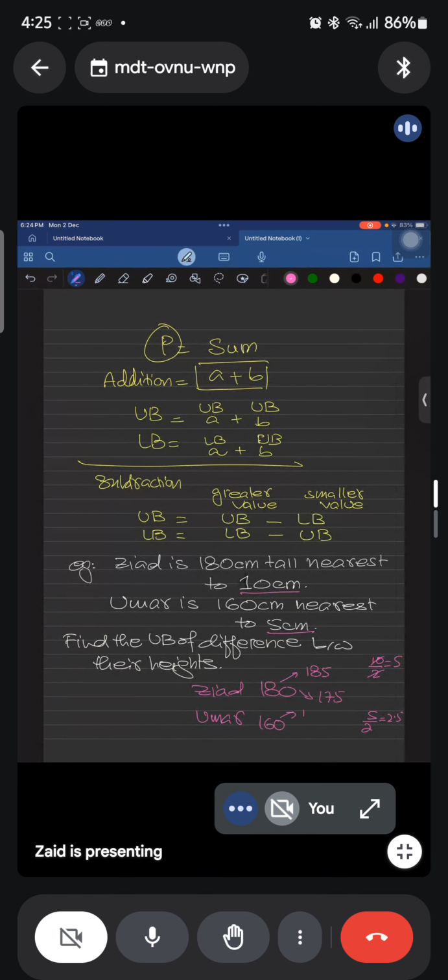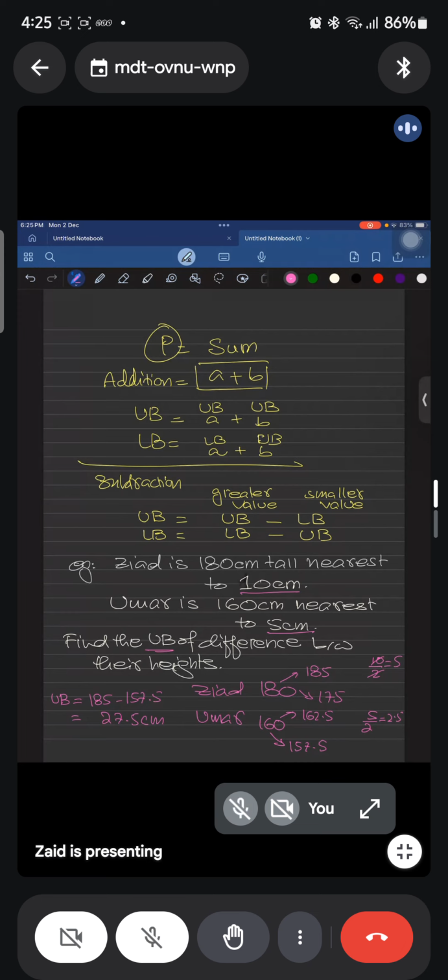How to find the upper bound of the difference? For Ziad's height, the upper bound is the greater value. If I take Ziad's upper bound and Umar's lower bound, I'm going to get a bigger value of the difference, isn't it? Yes, sir. Okay. Fine answer. Great. 27.5.